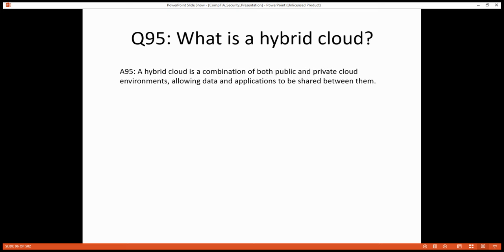Q95. What is a hybrid cloud? A95. A hybrid cloud is a combination of both public and private cloud environments, allowing data and applications to be shared between them.